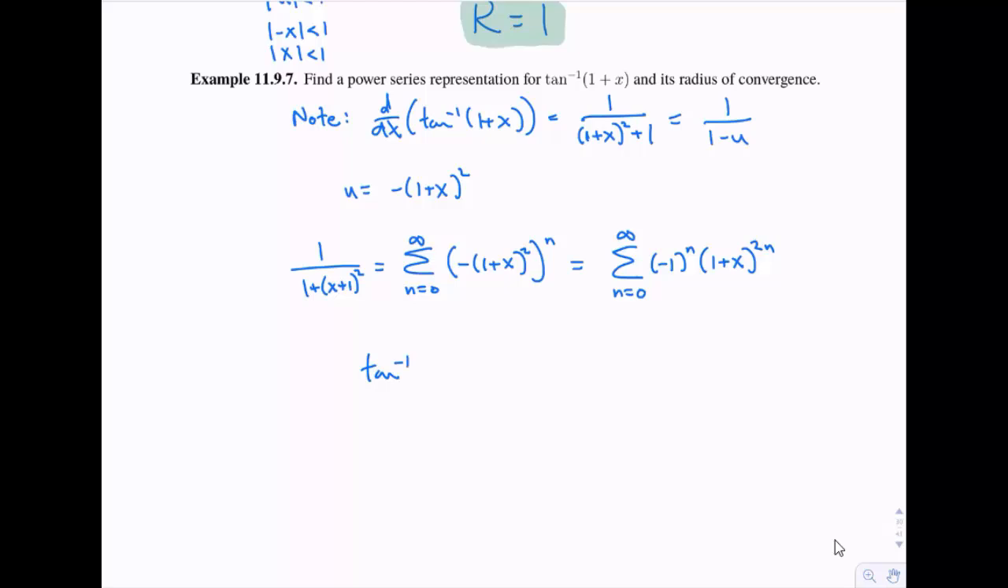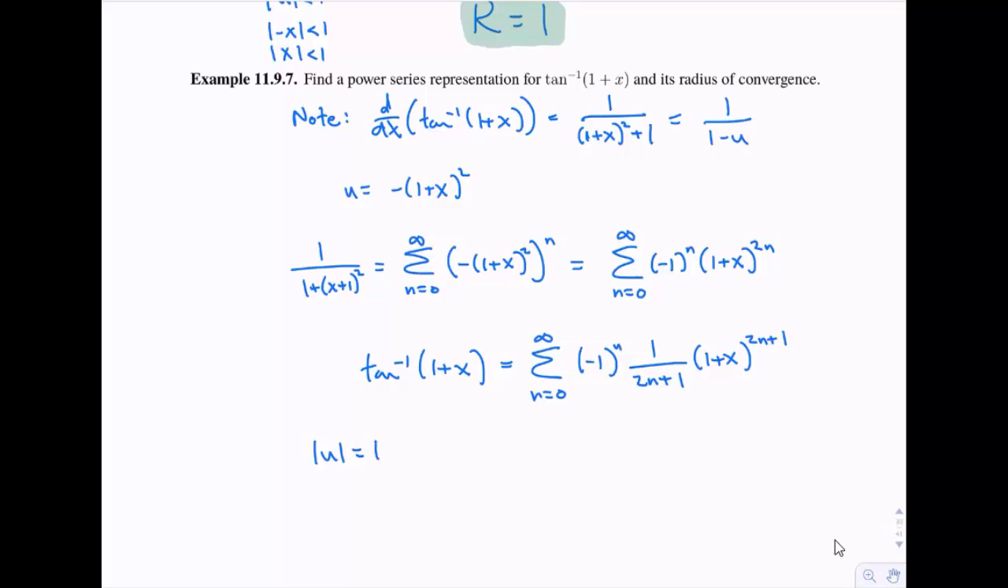And now my goal is to integrate both sides, right? Because when I integrate, this should undo my derivative, and I should get tangent inverse of 1 plus x. And when I integrate this right-hand side, well, this negative 1 to the n is constant with respect to x, so it's along for the ride. And then I get 1 over 2n plus 1 times 1 plus x to the 2n plus 1. That's just using the power rule right there.